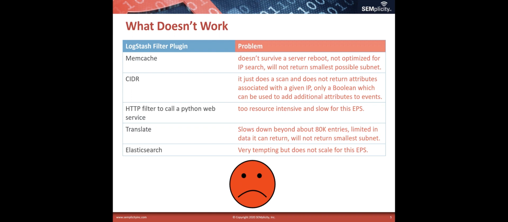The same case with the HTTP filter and Elastic. Yes, you can look up an IP, but it will not give us the lowest, smallest possible attribute for a given IP, and it will also not scale to what we are looking for. And the translate filter scales, but it doesn't give you the smallest possible network. So none of these worked, and we went through different ways of solving it.